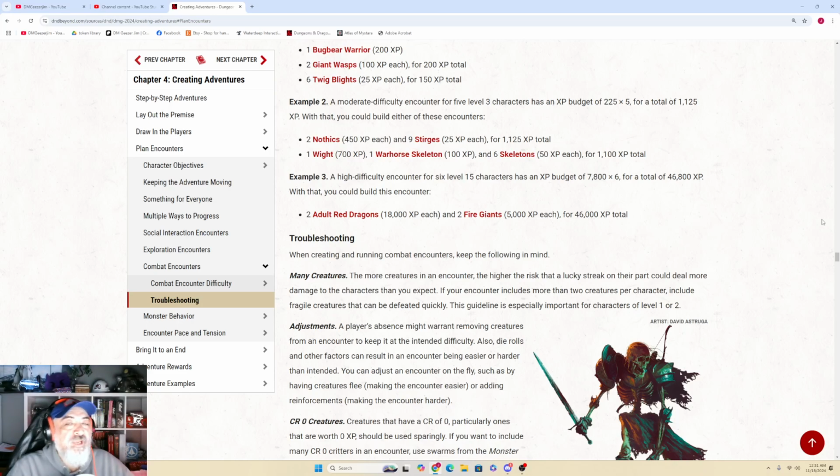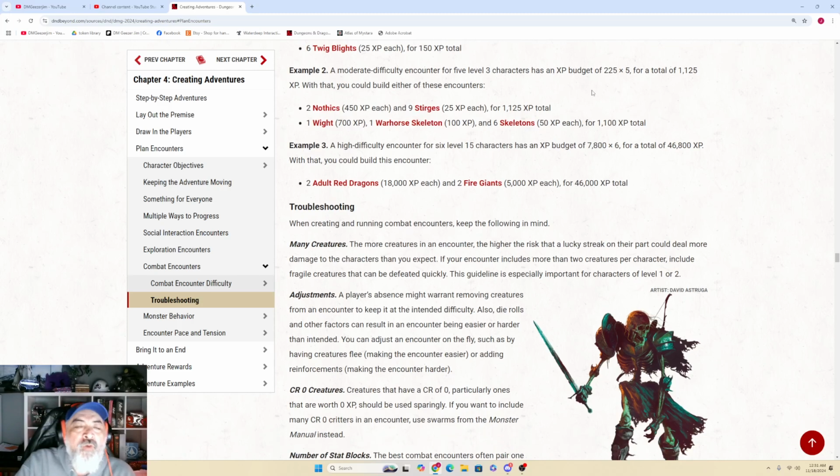In Example 3, a high difficulty encounter for 6 level 15 characters has a budget of 7,800 times 6 for a total of 46,800 XP. With that, you could build this encounter. 2 adult red dragons, 18,000 XP each, and 2 fire giants, 5,000 XP each for 46,000 total XP. That's a hell of a fight.